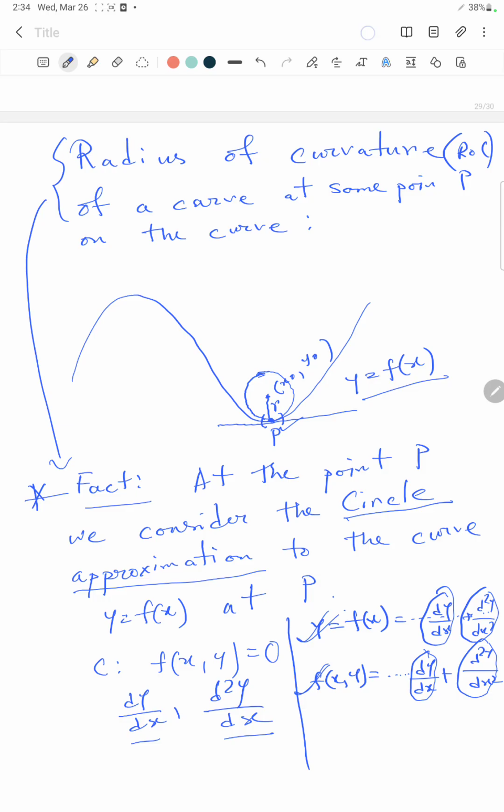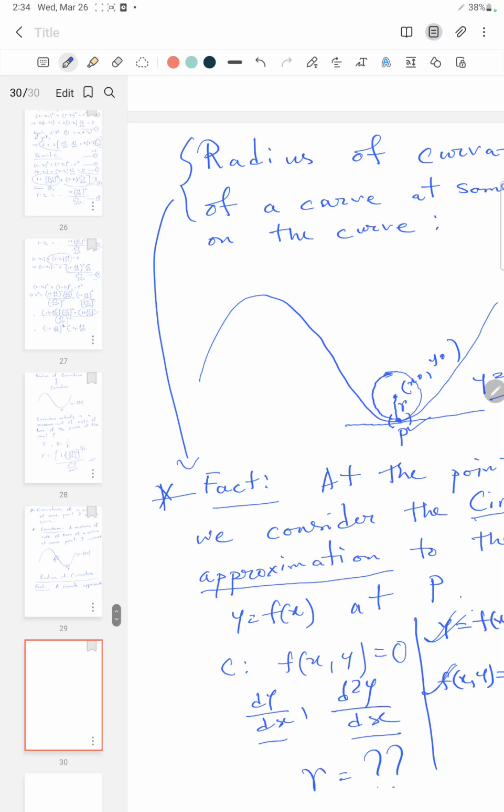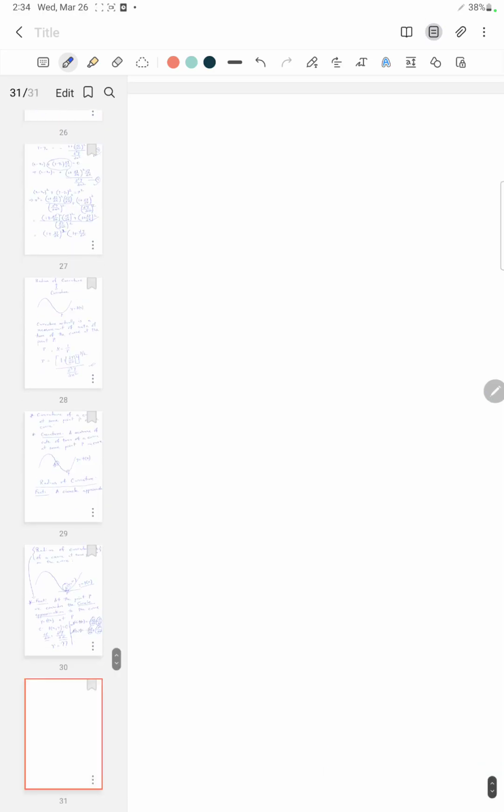Now we shall talk about the formula for this radius r. So we need to know this radius r now. So what is the radius r? That we need to know. Okay, so let us derive the formula for the radius r.